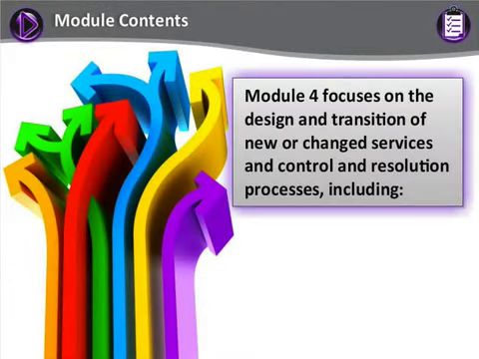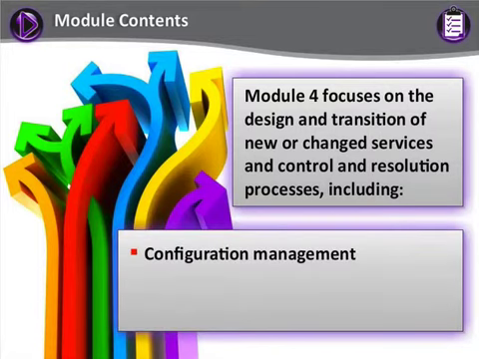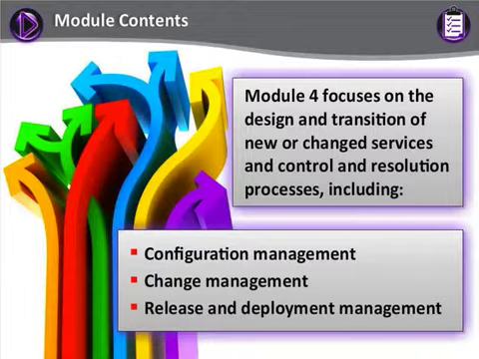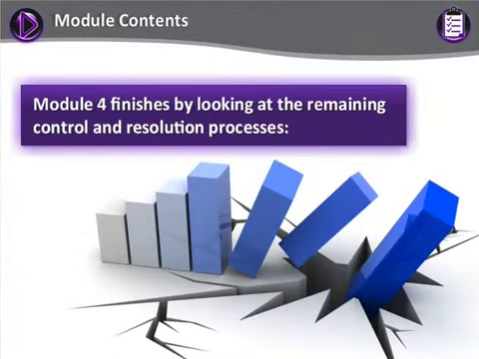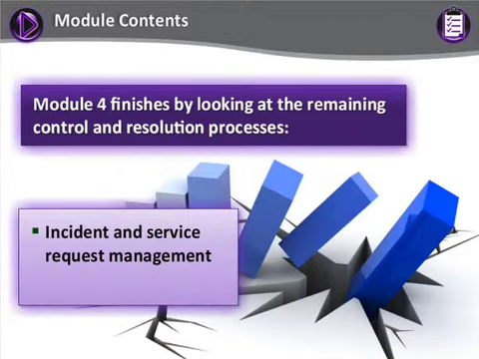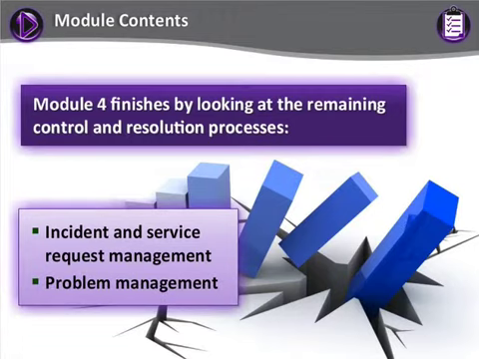Module 4 focuses on how new services should be designed and transitioned. It also considers the group of processes in the standard known as the control and resolution processes. The first ones we look at include configuration management, change management, and release and deployment management. The remaining control and resolution processes which we look at in this module are incident and service request management and problem management. Again, there are some similarities to ITIL processes here.